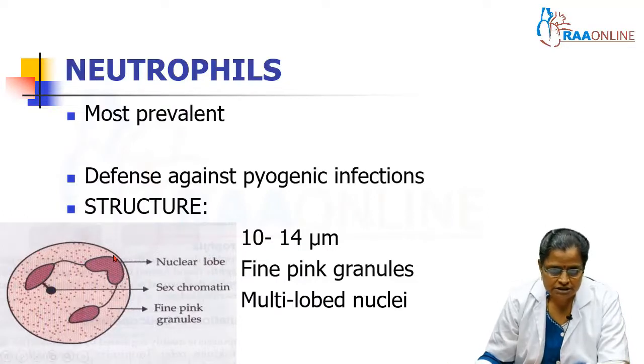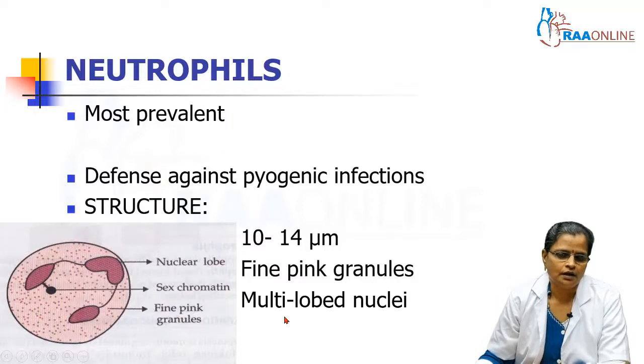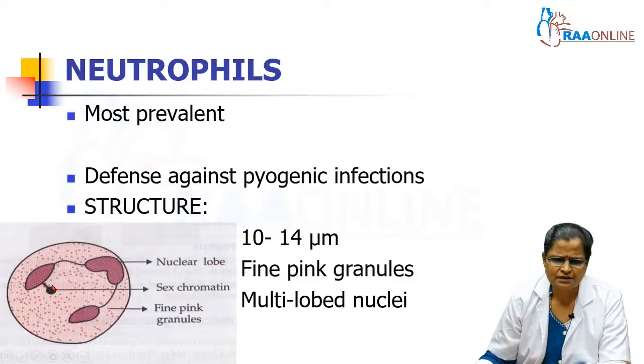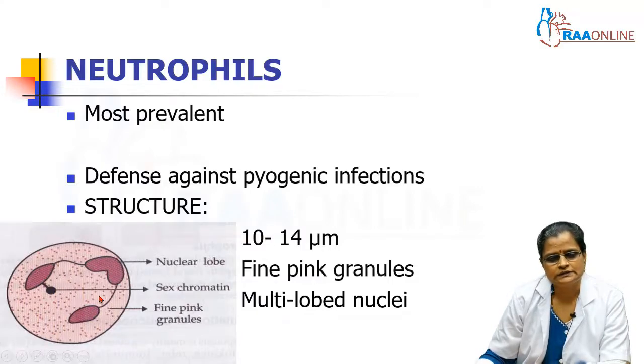Coming to the structure, the diameter of the neutrophil is about 10 to 14 micrometers, and the cytoplasm contains fine pink granules and multi-lobed nuclei. The number of lobes varies from 2 to 7. The nucleus contains a rod-shaped structure called sex chromatin, which is useful in sex determination.